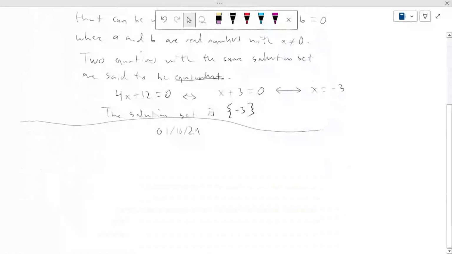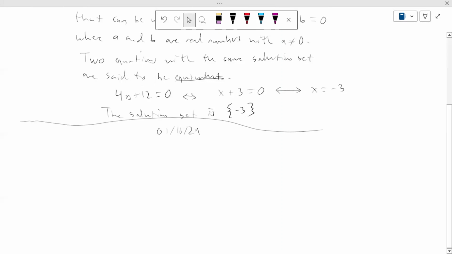We did an example, right? 4x plus 12 equals 0. That's equivalent to saying x plus 3 is equal to 0. Basically, anytime you do the same operation on the left-hand side as you do on the right-hand side, you get an equivalent equation, right? And what does it mean to be equivalent? It means that you have the same solution set.